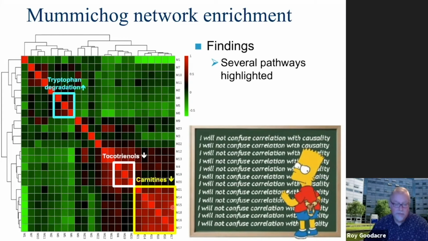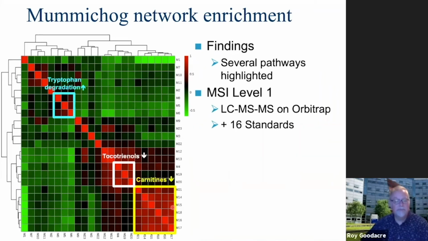Now, the problem with Mummichog is basically that it is a stack of cards, in that you're basing identifications on accurate mass alone. And of course, we're looking at correlations here, so we must not confuse correlations with causality. So being good analytical chemists, we then went and bought 16 standards. We did LCMS, MS/MS on the Orbitrap, and we matched against those standards. The standards that we bought were representative of things we saw in carnitines, acyl carnitines, tocotrienols, tryptophan and kynurenine and things like this. Of the 16 standards we chose, we identified 15 of them correctly. So we were very happy with that.